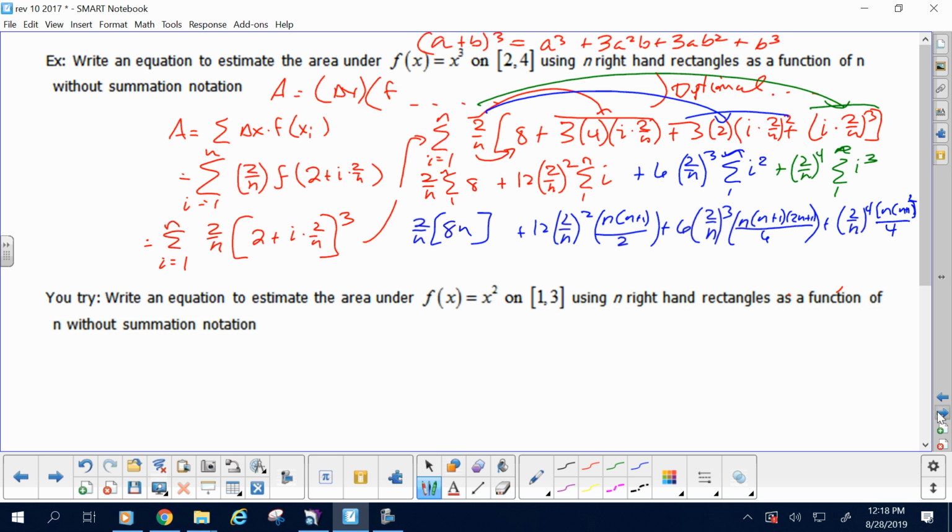Cool? Okay. You try a little easier one. This one's only a square, not a cube, so it won't be as bad. Try that one.